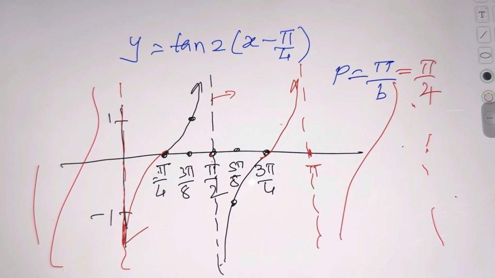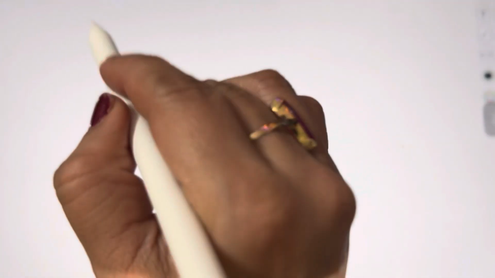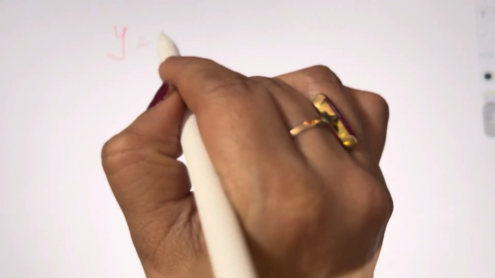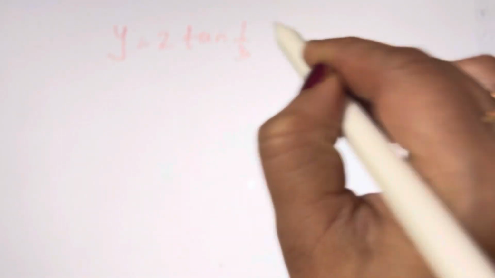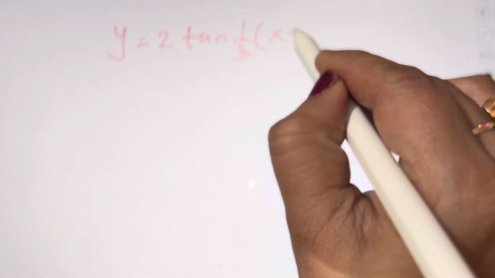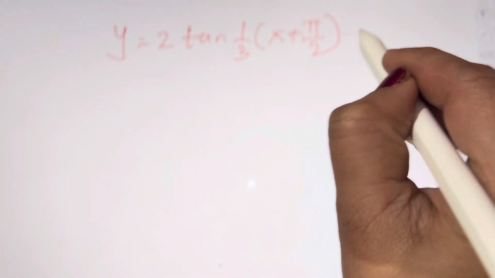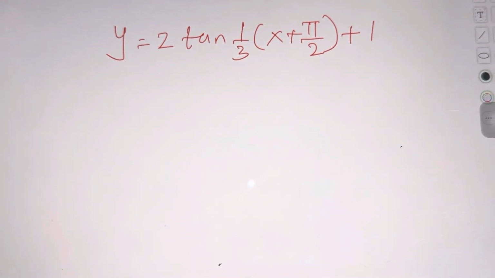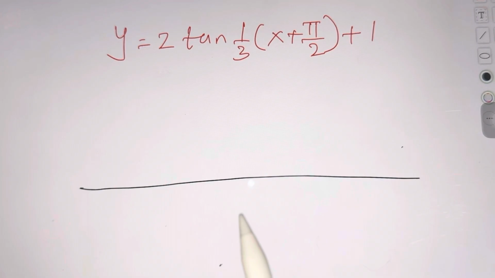Okay, let's do one complicated question and then I'll wrap up. You can hold and do this question all by yourself. I'm giving a question: y is equal to 2 tan of 1 over 3, plus pi over 2, plus 1. I'm making a really complicated question. If you want to try, you can try it by yourself. Okay, I am doing the x-axis. I'm not drawing the y-axis.